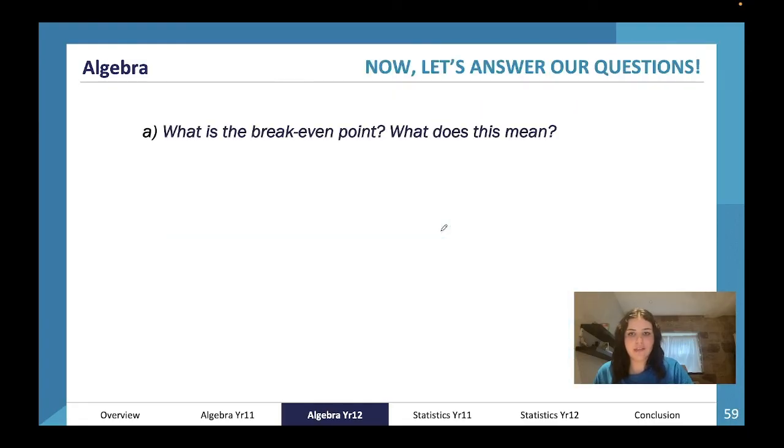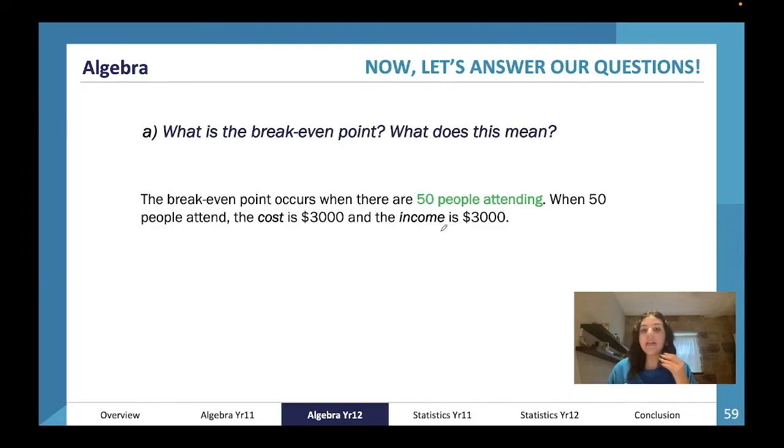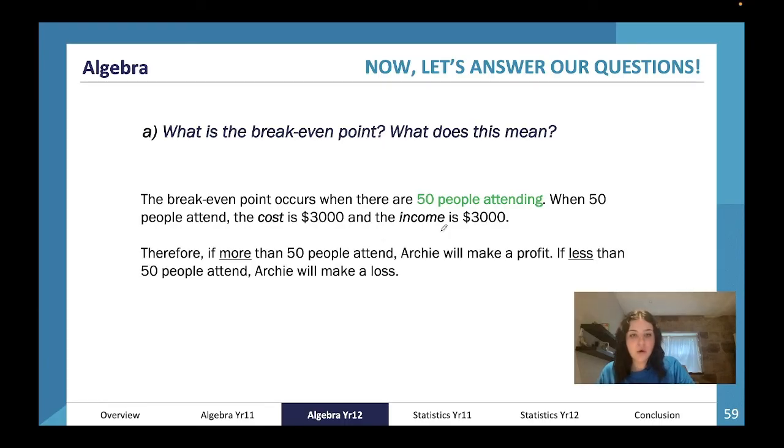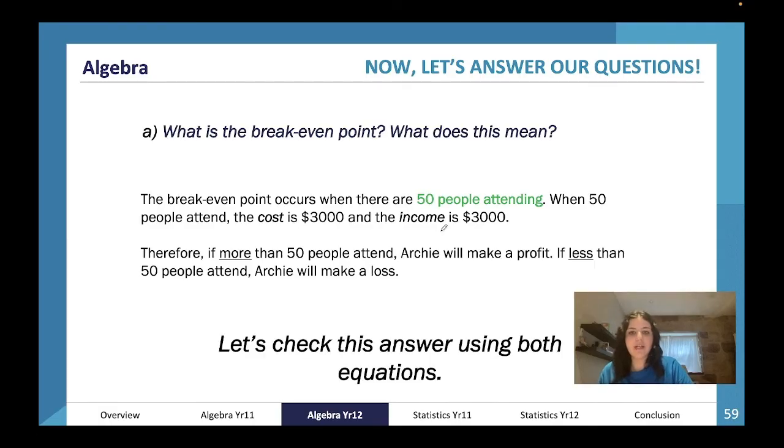So we need to go back and answer our questions. What is the break-even point? What does this even mean? The break-even point is when 50 people attend. When 50 people attend, the cost is $3,000 and the income is $3,000. If more than 50 people attend, he'll make a profit. If less than 50 people attend, he'll make a loss.